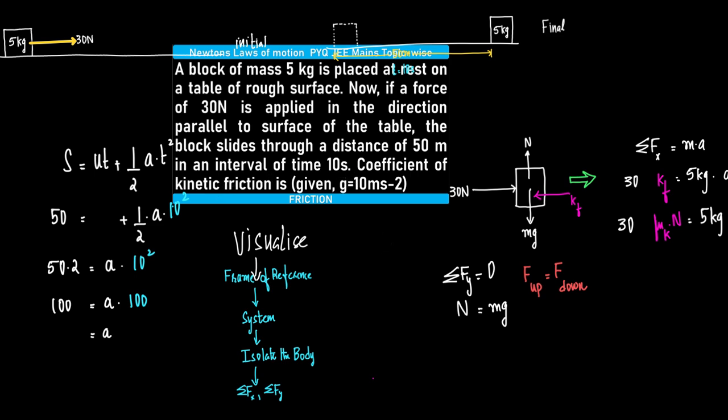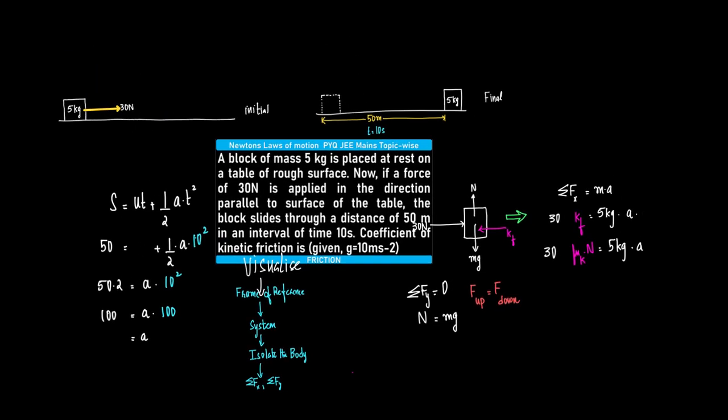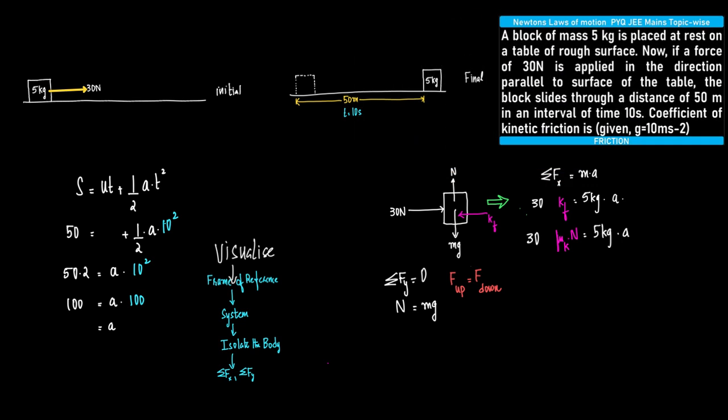Okay. So, as usual, what we'll do is we'll first visualize, right? And then find a frame of reference. So, this is the visualization. A block of 5 kg is placed at rest on a table of rough surface. So this is a rough condition, something that I haven't drawn here, my bad. Now if this is a rough condition, what will act on it? Yes, friction will act on it.